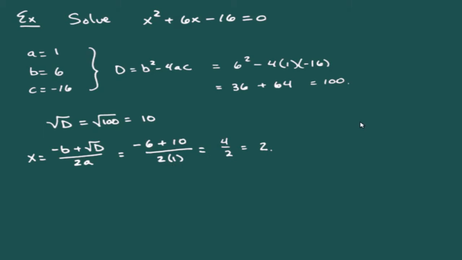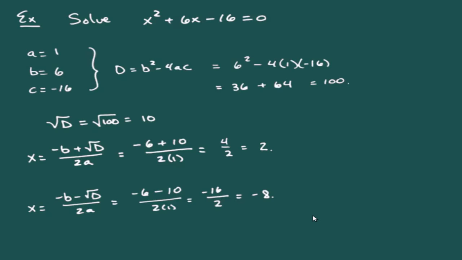For our other root, we've got negative b minus the square root of d over 2a. So that gives us negative 6 minus 10 over 2. Well, negative 6 minus 10 gives us negative 16, divided by 2 is negative 8.